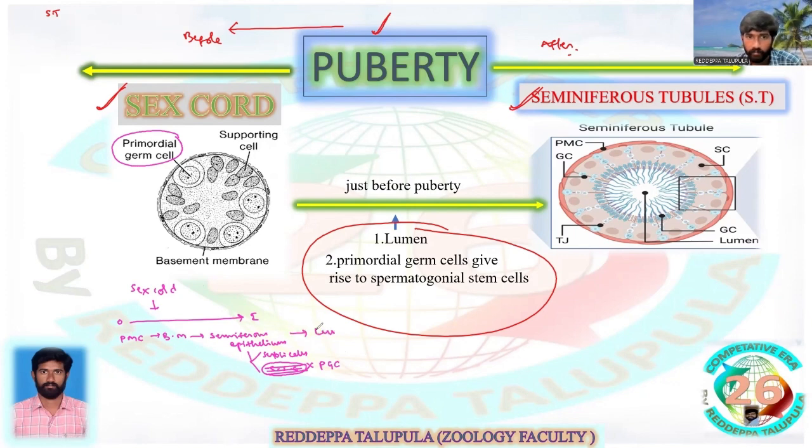Inside that there will be no lumen. Lumen will be absent. What is the difference? First, the lumen will not be present, and second, instead of SSC there will be PGC. That means primordial germ cells will be present. See here, inside this there is no lumen.